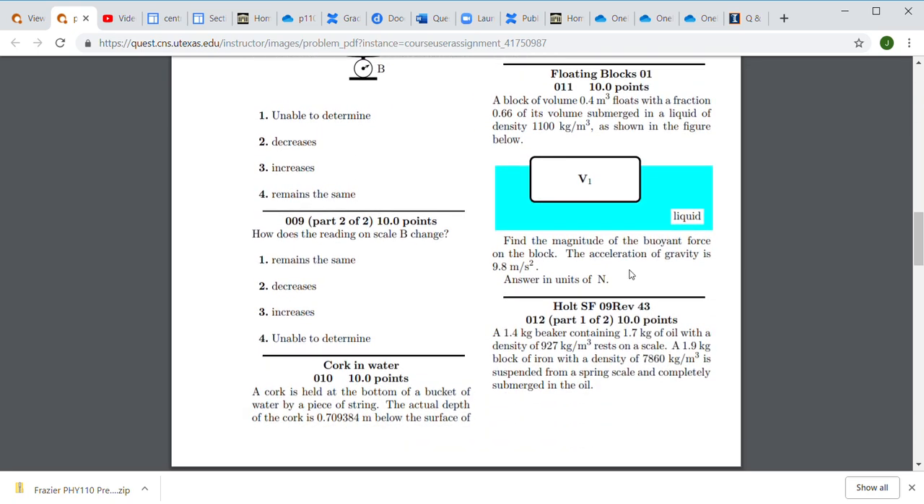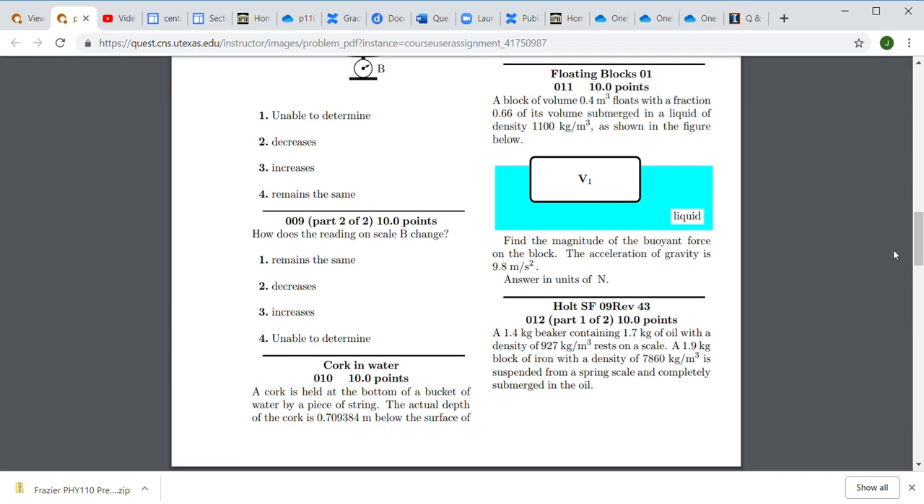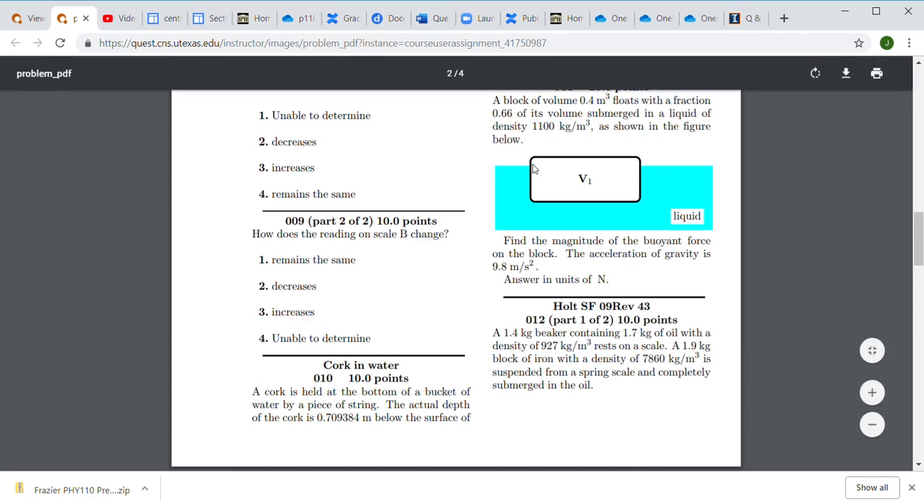A block of given volume floats with a fraction 0.66 of its volume submerged. So that means 0.66 times 0.4 cubic meters is equal to the volume of the object that's actually sitting under the water.